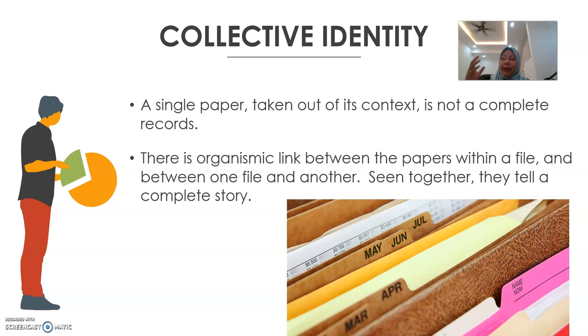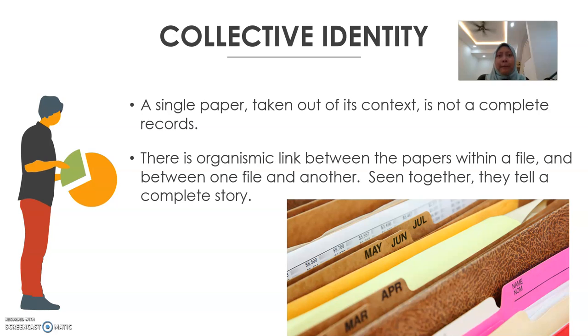For example, we have the financial statement for January, February, March, April, May. But suddenly we don't have the financial statement for June and July, though from August until the end of December we have it. Here we cannot say this record has collective identity because there is missing information for June and July. When it doesn't have the characteristic of collective identity, we cannot say that it is an official record. Official records should have complete information.